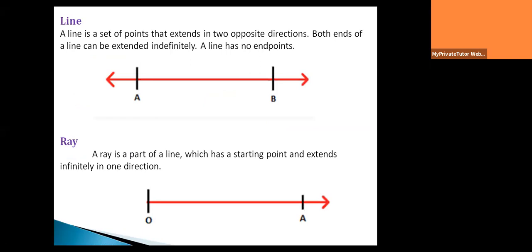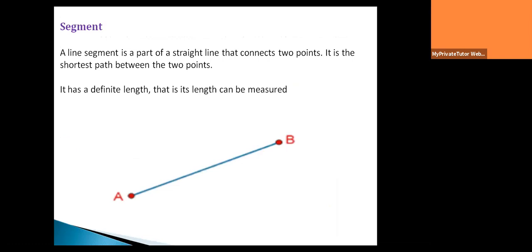A ray is a part of a line. It starts from one place and extends in one direction. It never stops. And a segment, as I said, starts from somewhere and ends somewhere else, which means we can calculate the distance or length of that segment.